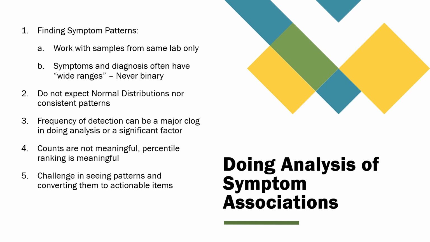Frequency of detection can be a major clog in doing analysis, as in you find 40% of people in a sample have this bacteria, and those people have more or less than that. So the question is, is that significant or not? In other cases, I recently read one where a study found that nobody in the control group had this bacteria, and 70% of people with the condition had this bacteria. In which case, we know which bacteria to focus on. It's that bacteria because it has a very strong association with the condition.